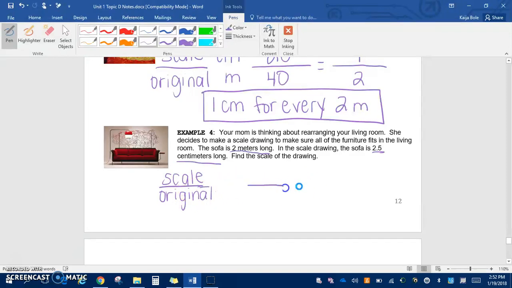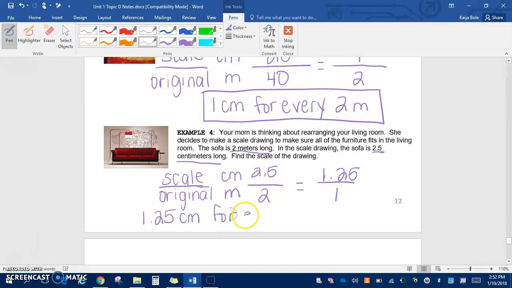And if we put in our blank proportion here, in the scale drawing we're using centimeters, and in the actual it's meters. And it was 2.5 centimeters in the picture, but it's actually 2 meters long. So if we simplify this, we would get 1.25 over 1. So our scale would be 1.25 centimeters for every 1 meter.